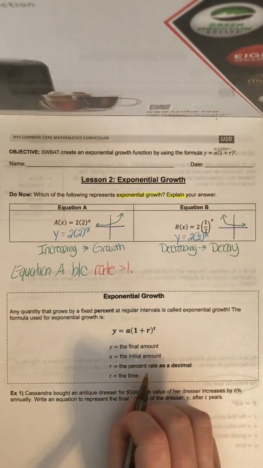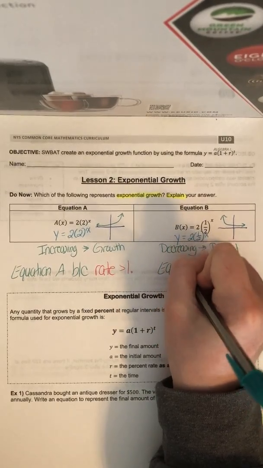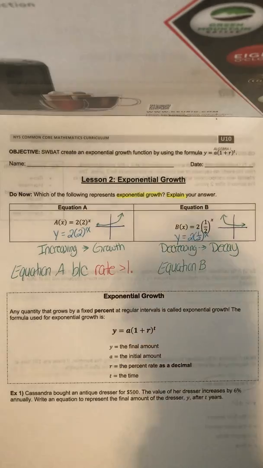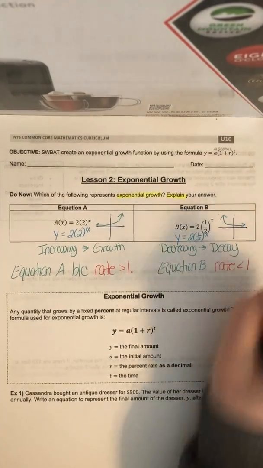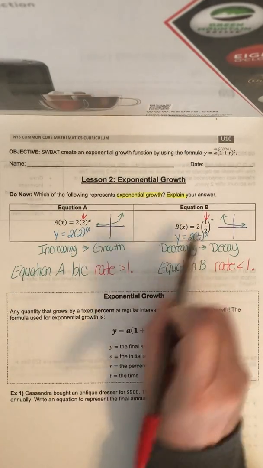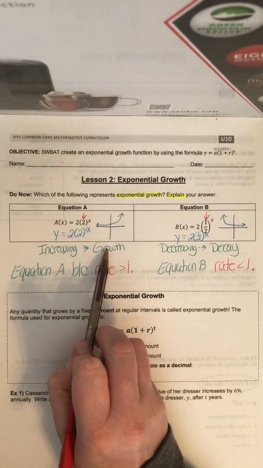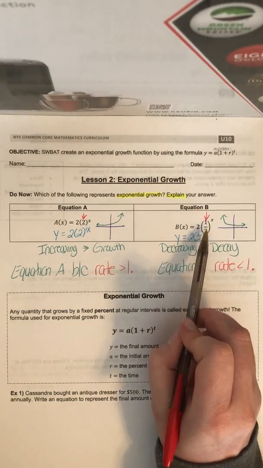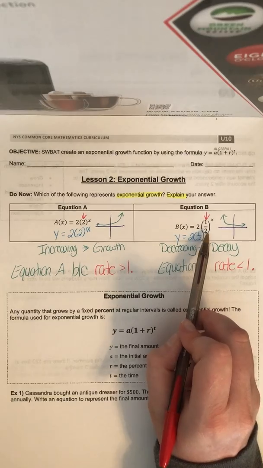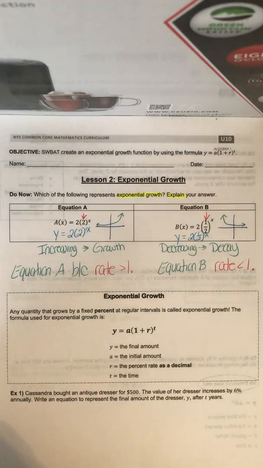For equation B, I know that this would not have been the answer because equation B has a rate that's less than 1. All right, when I'm talking about a rate, I'm talking about this number right here that's inside the parentheses. So that's where I have my rate on equation A and my rate on equation B. 2 is greater than 1, so I know my rate is greater than 1. That means it's growing, it's a growth. Here, I only have half. I don't have a whole, I don't have 0, I have half. So I'm less than 1. So since my rate here is less than 1, I know that would be a decay, it's decreasing. All right, that's just answering the do now.